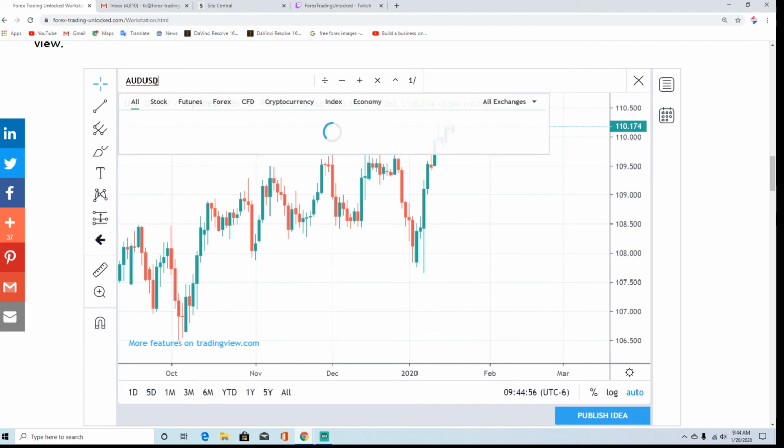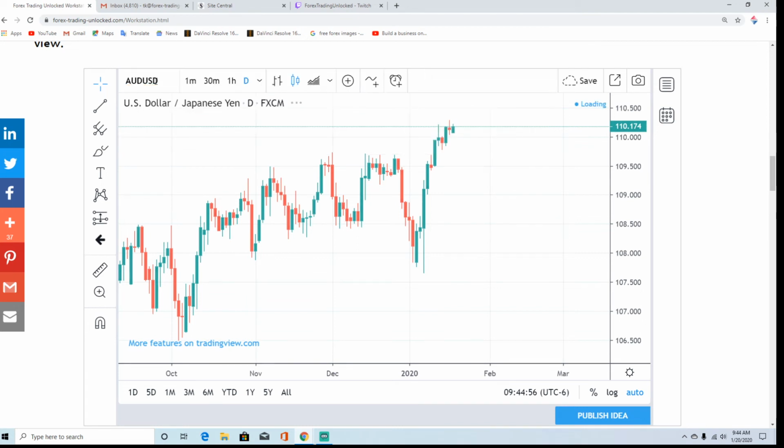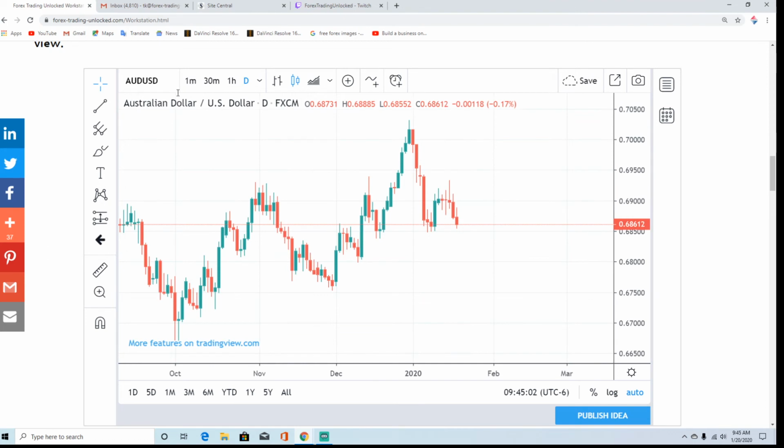So Australian dollar, US dollar, let's see how this one's shaping up. Because of the trade agreement that was signed last week, that was beneficial, that was good for the Australian dollar, US dollar. And right now, because of dollar strength, you can see the Australian dollar is weaker today. However, it has not made lower move lows like the euro.